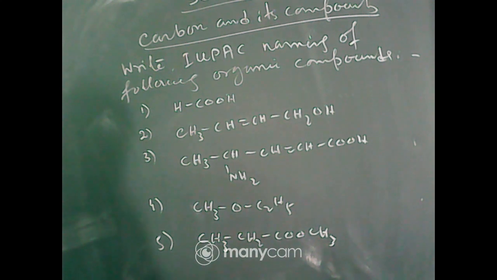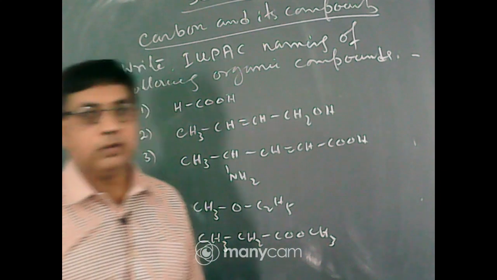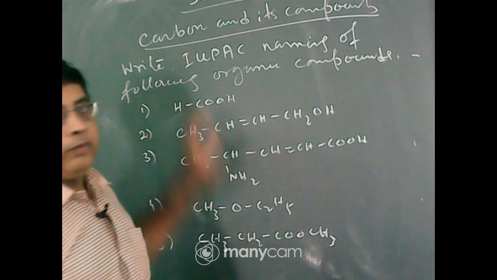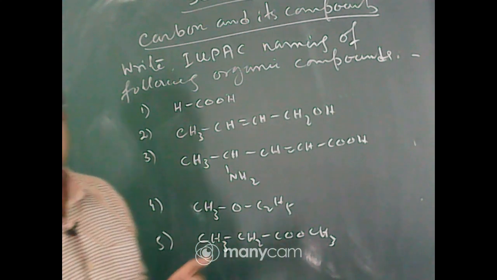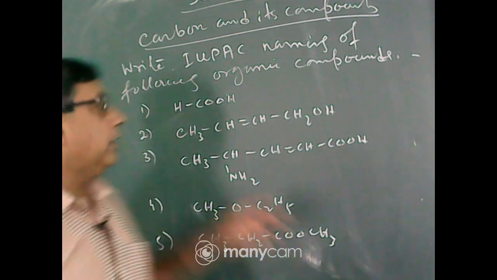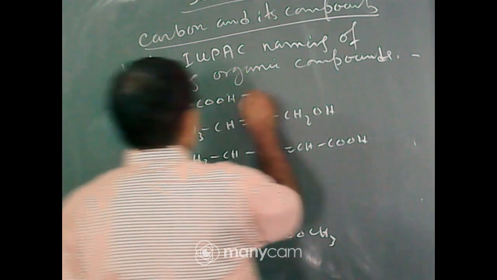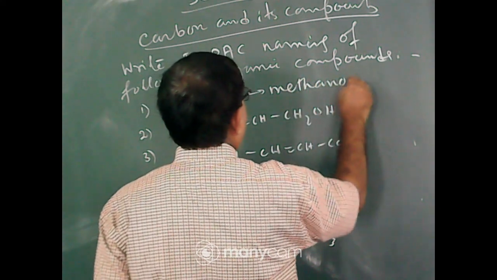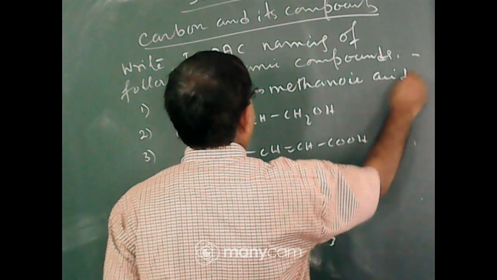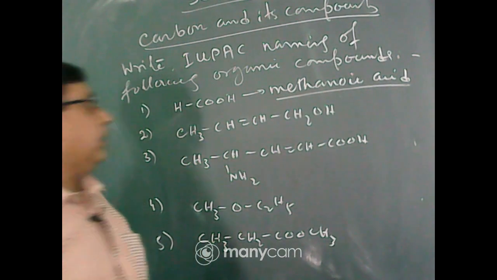First write this compound, HCOOH. What will be the name of the HCOOH? How many carbon atoms? 1. So what will be the root word? Meth. And COOH means oic acid. So it is called methanoic acid.